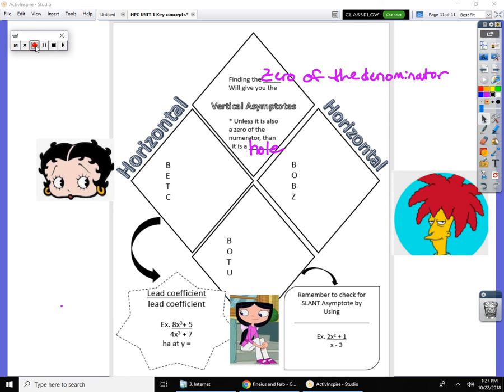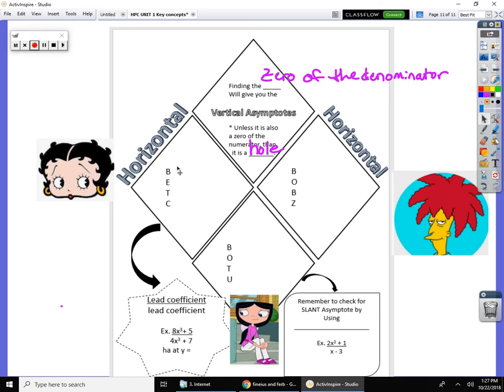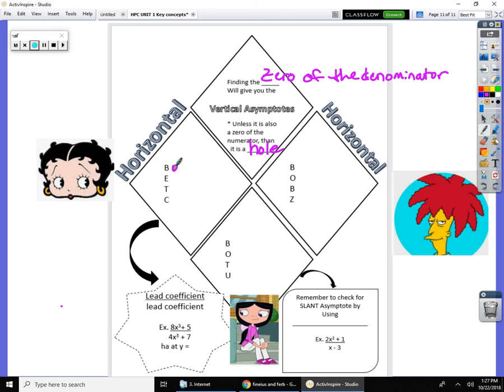Betsy stands for bottom equals top coefficient. And actually it's lead coefficients. Okay? Lead coefficients. So we have an example right here. So, what do I mean by bottom equals top? I look at the power. They both have a power of 3. The highest power is equal. So I'm going to use Betsy.